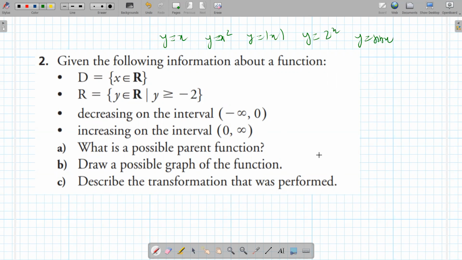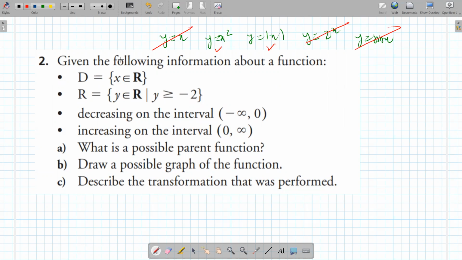Next part says the range is greater than or equal to -2. If you look at them, the first one, the linear function, satisfies the first condition, but it fails the second condition because the range is y ∈ R for a linear function. Y can be anything, there are no restrictions, it can be -2. So this is out. Both of these satisfy the second condition, so they're still in, and then finally both of these also fail the second condition.